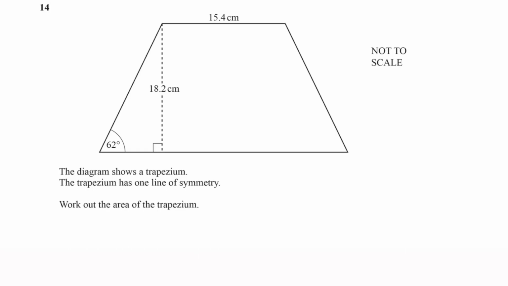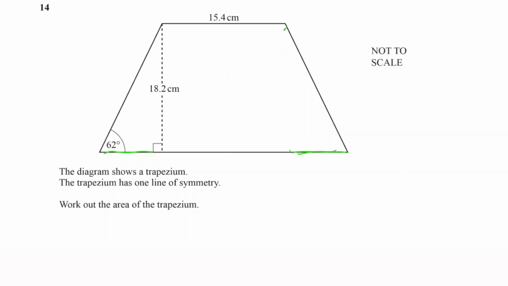Question number 14. The diagram shows a trapezium. The trapezium has one line of symmetry. One line of symmetry is one of the lines over here. That's what one line of symmetry in a trapezium means. It means that it's symmetric on both sides, right? That symbolizes this and this part will be equal to each other. That's what they are trying to say. Okay, so it has one line of symmetry.